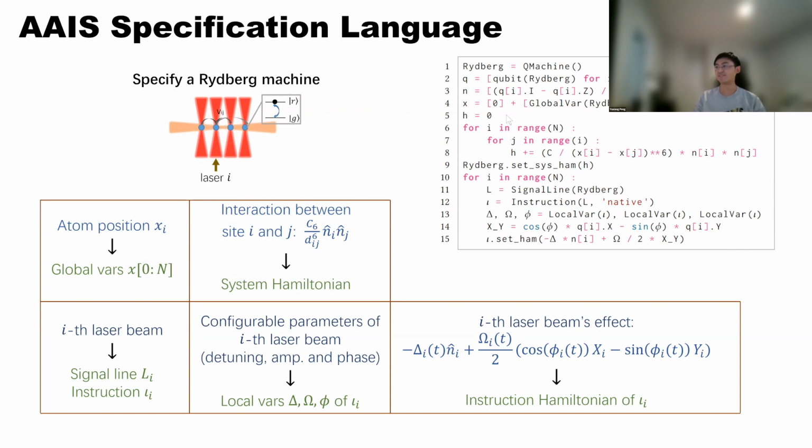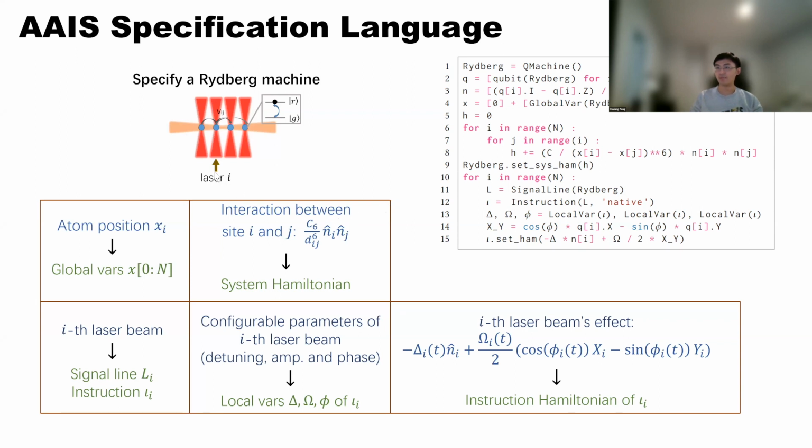And in the AAIS specification language, we basically declare a hash of all the summation here about the global variables and the operators, and set it as a system Hamiltonian using the instruction on line 9 here.